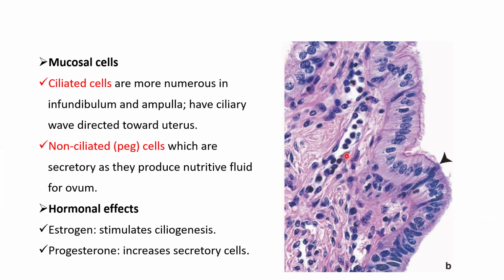Then, what are the effects of estrogen and progesterone on the fallopian tube? So estrogen stimulates ciliogenesis, that is the development of cilia, and the movements are also stimulated by estrogen. In addition to that, we'll have progesterone. So progesterone increases the secretory cells, increases these PEG cells that we talked about.